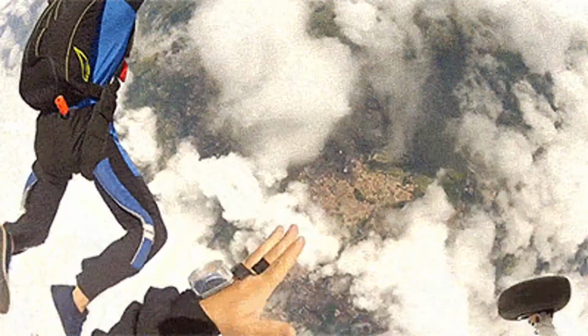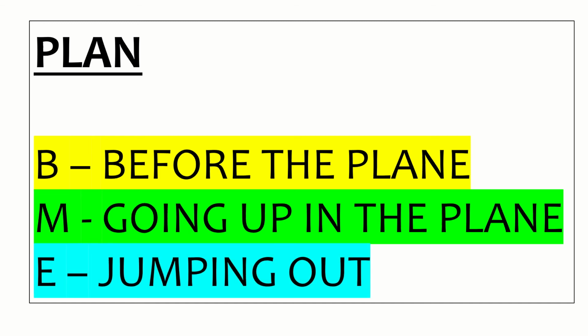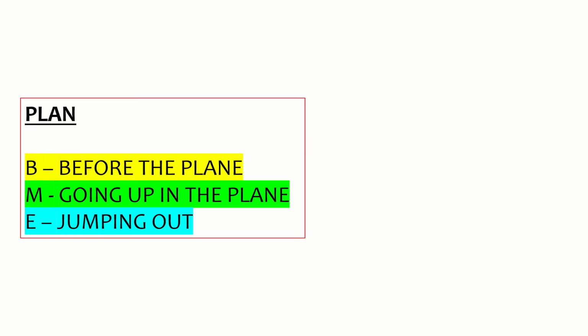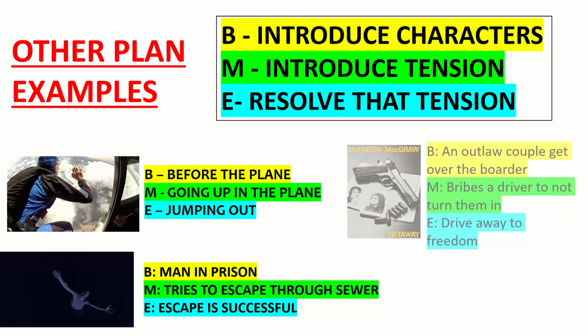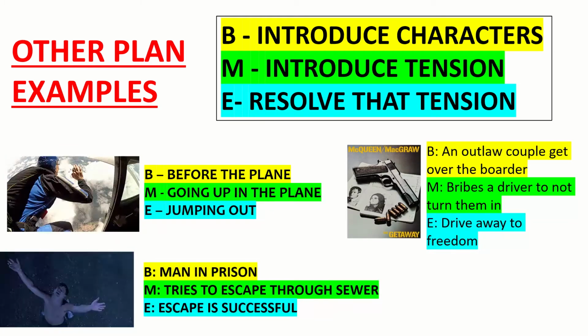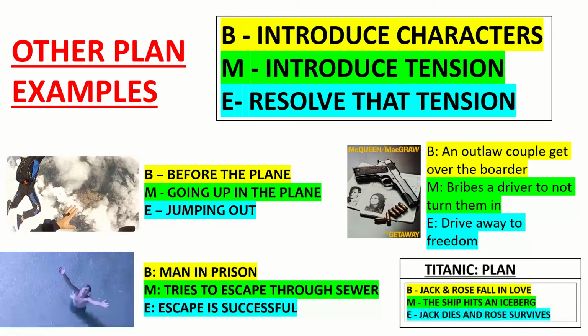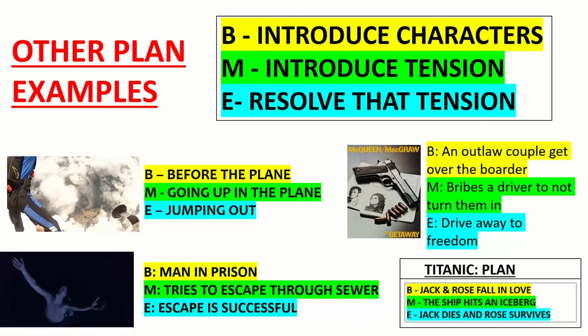So here is a plan about skydiving. Nice and simple: before the plane, middle going up in the plane, ending jumping out. It's a very simple plan, and that's roughly how it worked out. I would say this person needs to do more of an ending. It ends very abruptly. Here are some other endings or plans, so feel free to look at them. Also, a lot of my students base it on maybe 5 minutes of a clip of a film. That's something you may want to think about.